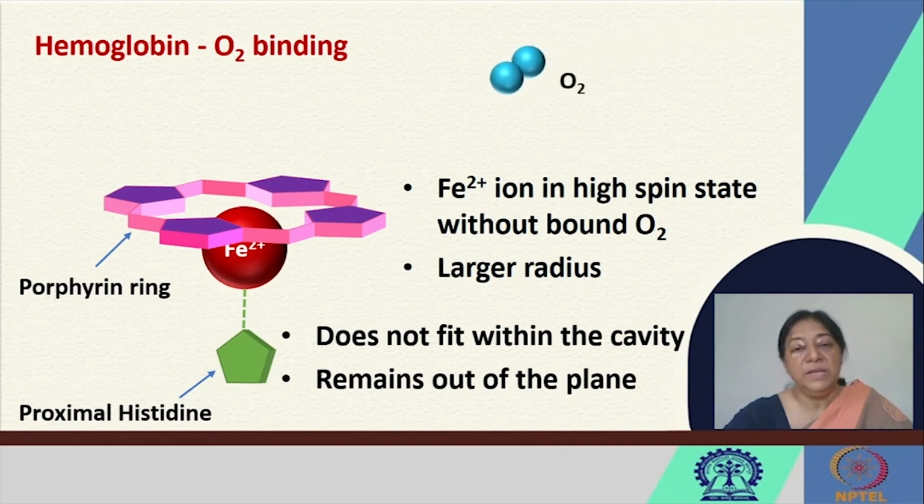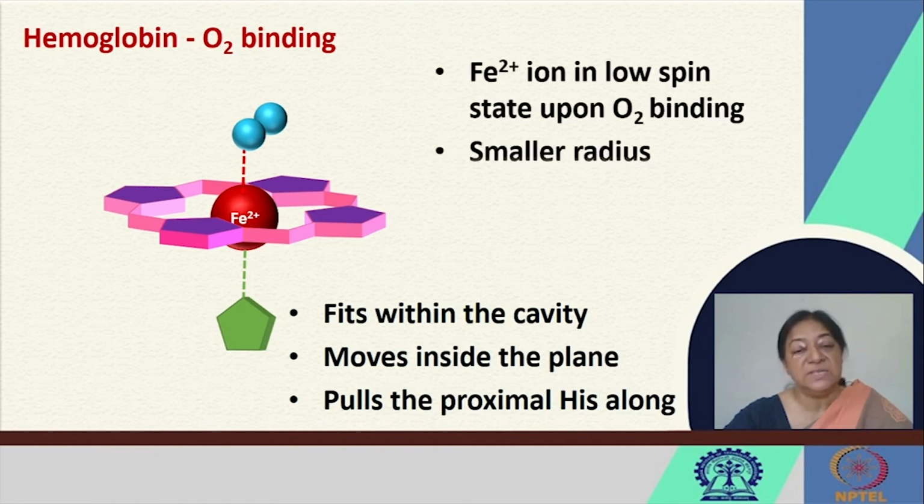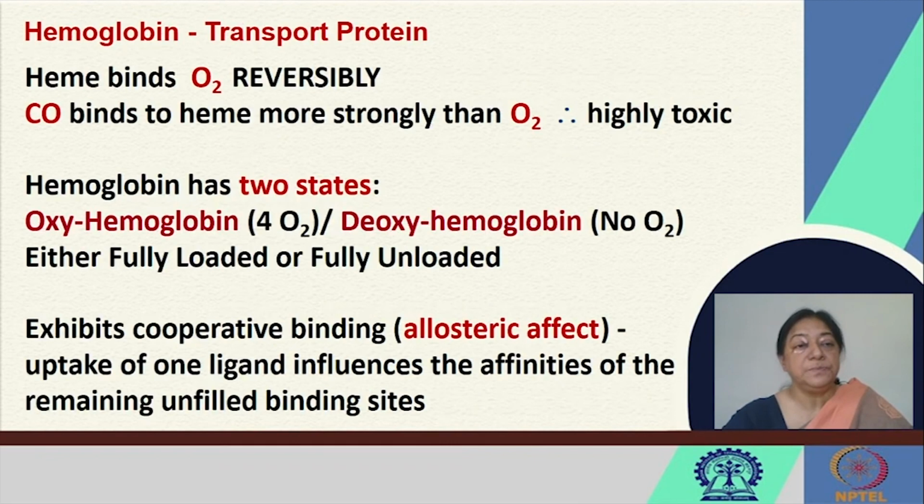However, on the binding of oxygen, it fits within the cavity, it moves inside the plane, and as a result, it pulls the proximal histidine along with it, because Fe2+ now goes to the low spin state upon oxygen binding, has a smaller radius, and now can fit in the ring.